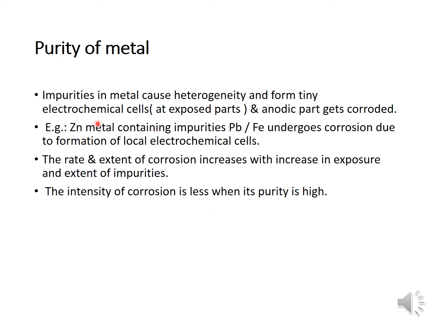Purity of metal. If impurity is present in a metal, it will form small anodes and cathodes that form an electrochemical cell, causing the anode to undergo corrosion, and the rate of corrosion is higher. If impurities are higher, corrosion is higher. If the metal is highly pure, the rate of corrosion automatically decreases.